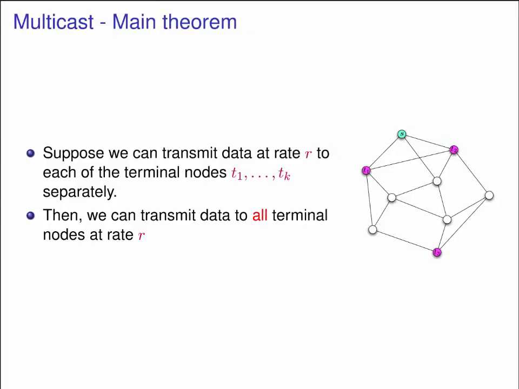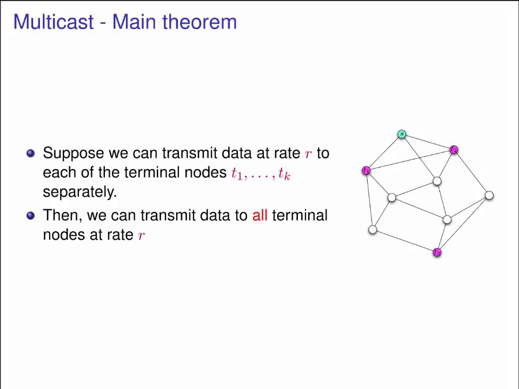The main theorem of multicast, or network coding for multicast, is very, very powerful. It basically says that if we can transmit data at rate r to each of the terminals separately, then we can transmit at rate r to all terminals. This is saying that to analyze the rate that we can transmit in a multicast connection, we just need to find the maximum achievable rate to each terminal, and take the minimum. Analyzing each terminal separately can be done very efficiently using traditional tools such as Menger's theorem or the min-cut max-flow theorem that we'll discuss shortly.